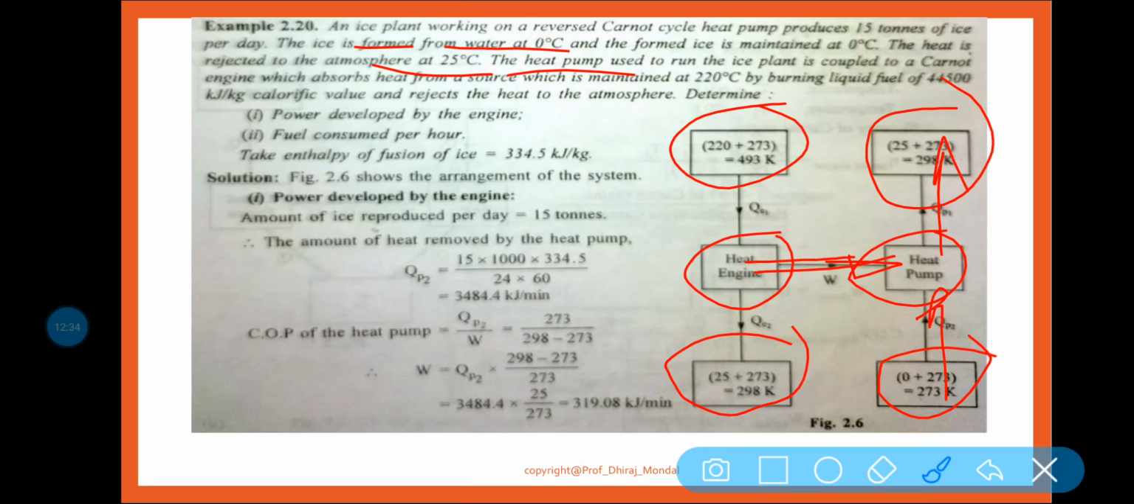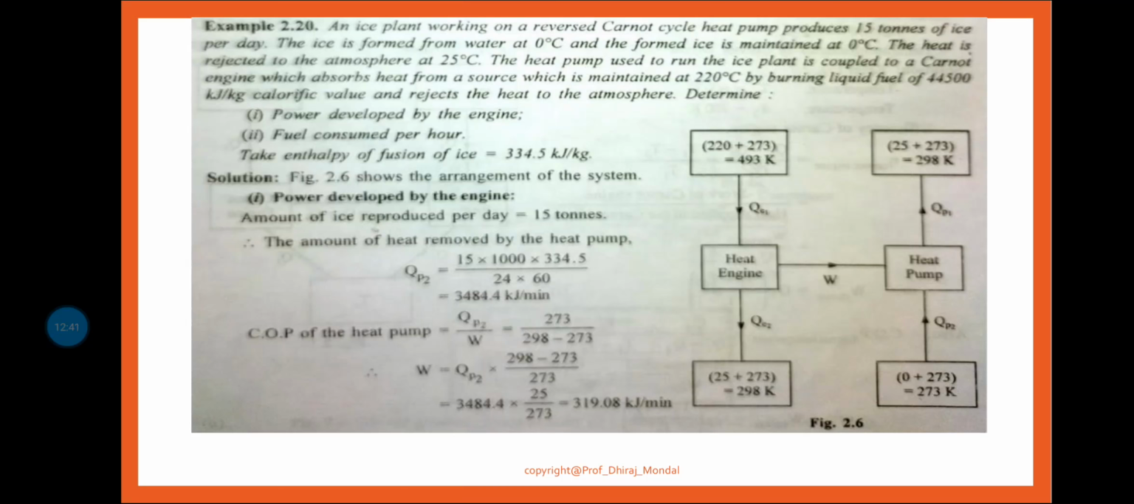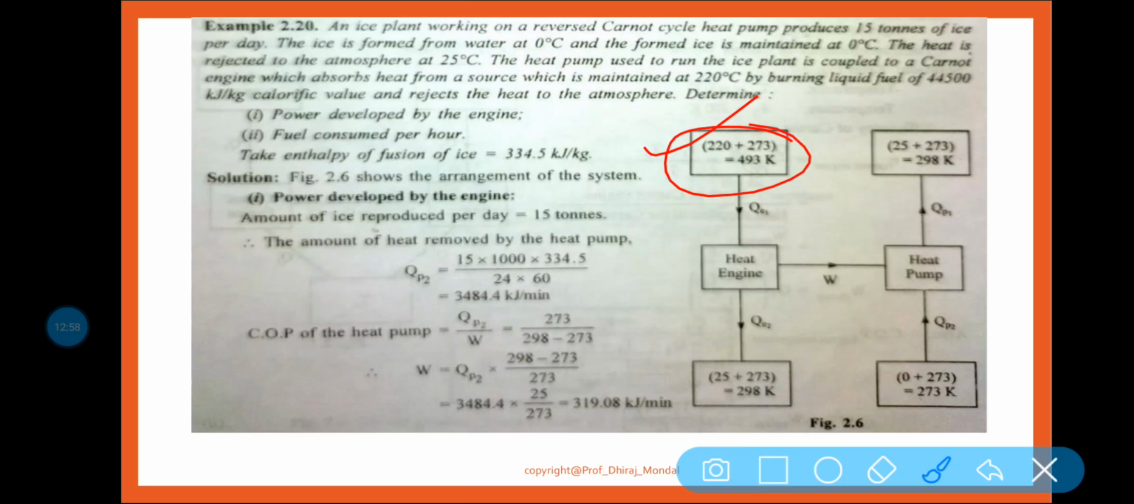Now coupled to the Carnot engine which absorbs heat from a source which is maintained at 220 degrees centigrade. So this is the maintained heat engine source temperature, 220 degrees centigrade plus 273, so 493 Kelvin is the temperature.